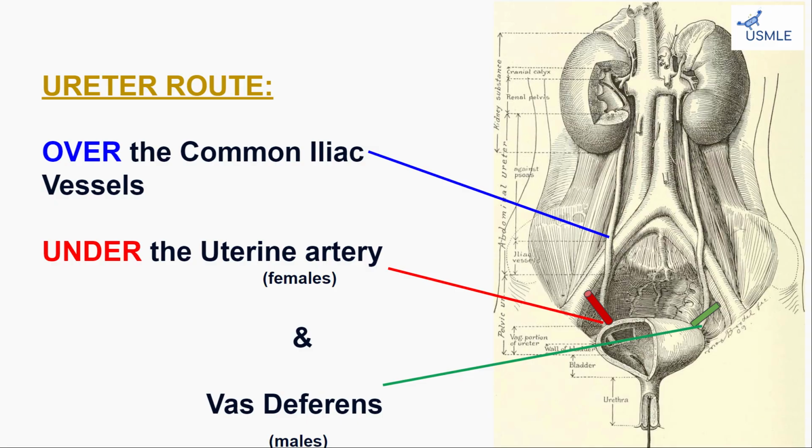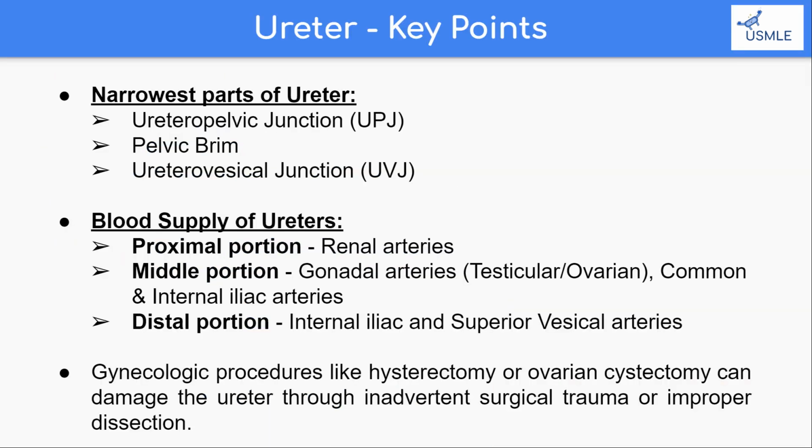Now let's talk about the ureter. You need to know the route of the ureter, that it passes over the common iliac vessels and under the uterine artery in females and the vas deferens in males. Some key points worth remembering regarding the ureter are as follows. Note the narrowest parts of the ureter include the ureteropelvic junction, the pelvic brim, and the ureterovesical junction. These are key regions where renal calculi can cause obstruction.